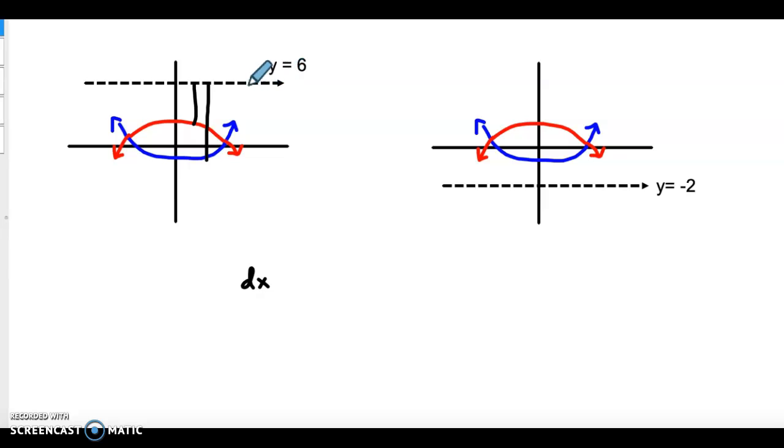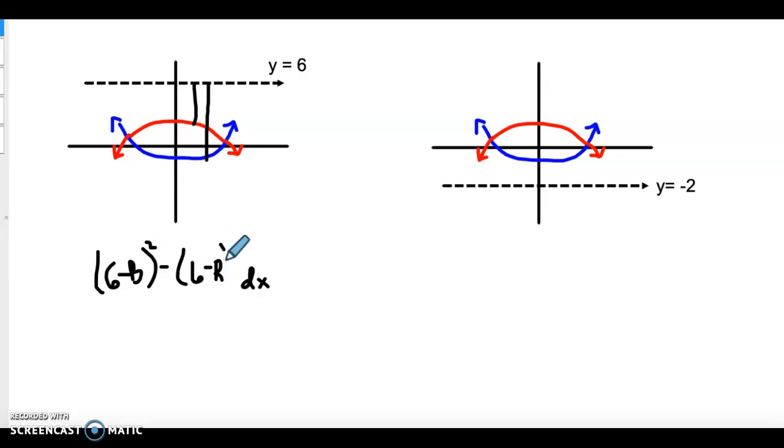So you always want to work from top to bottom or right to left. If I work from top to bottom, I'm going to do top minus bottom. So it would be 6 minus the blue curve. And what do I have to do to that, to find my radius? Square it. And then we do minus 6 minus my red curve.